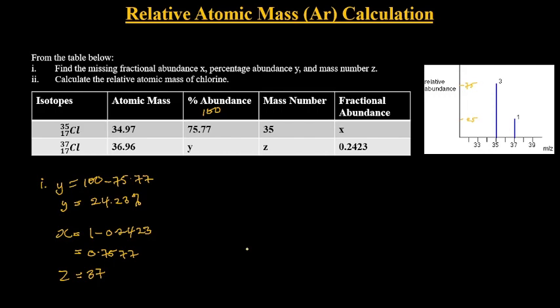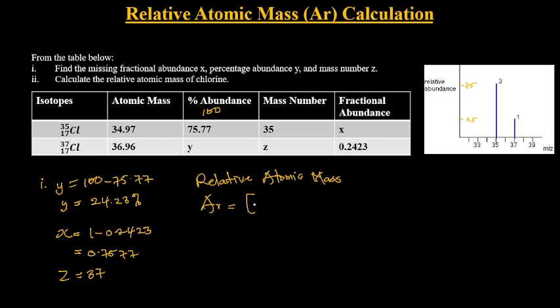Now, the other part of the question says that calculate the relative atomic mass of chlorine. Now, it's very simple. The relative atomic mass, that is AR. Remember we said it will be equal to the atomic mass times the relative abundance over the total abundance. Now, we have the percentage abundance here. We also have the fractional abundance. So we can use either of these. We can use the percentage abundance, which is out of 100, or we can use the fractional abundance, which is out of 1.